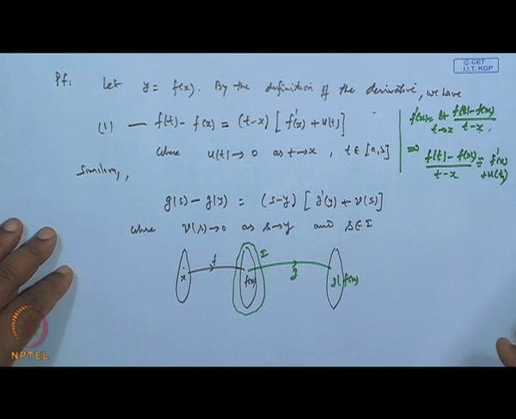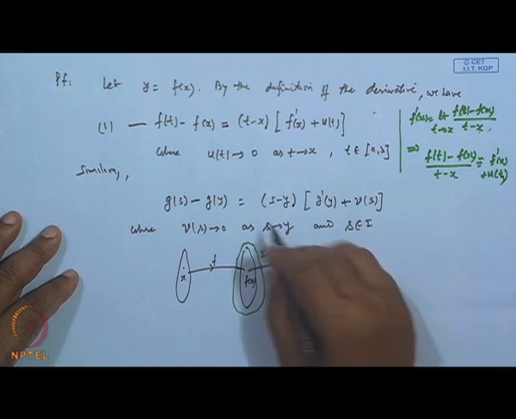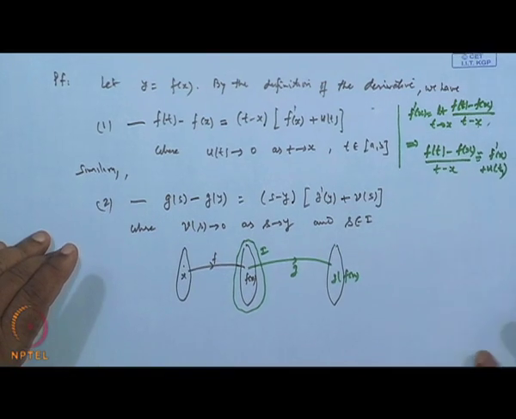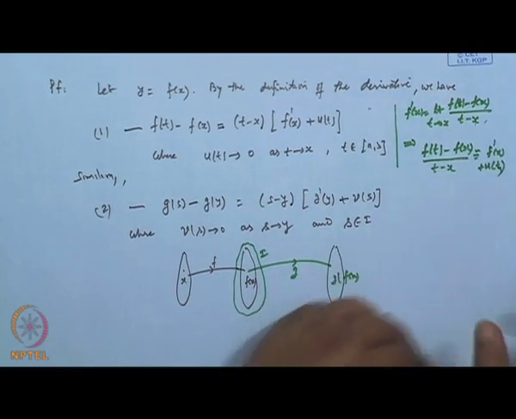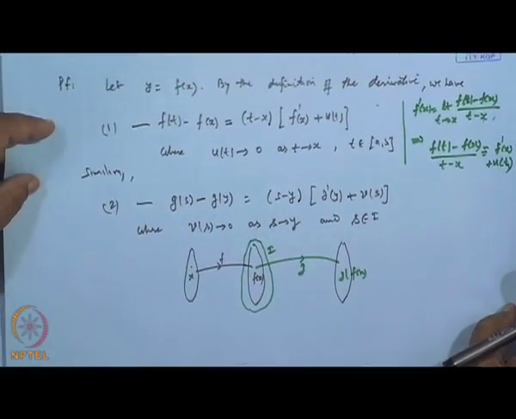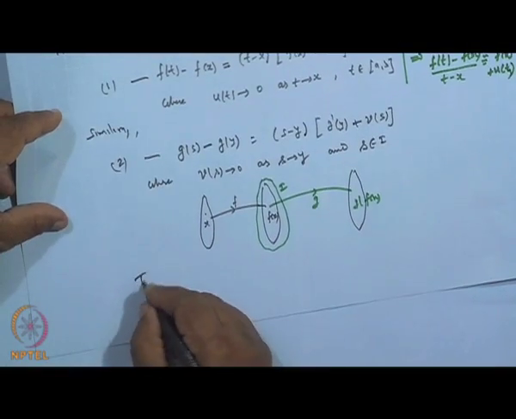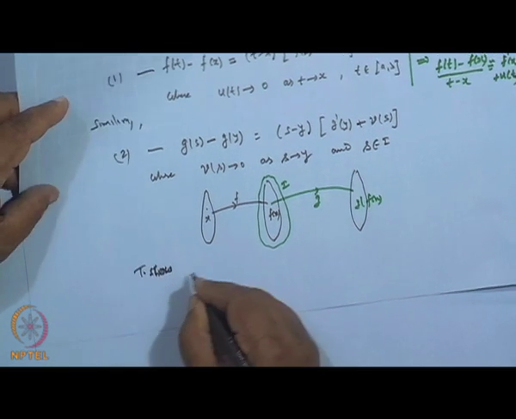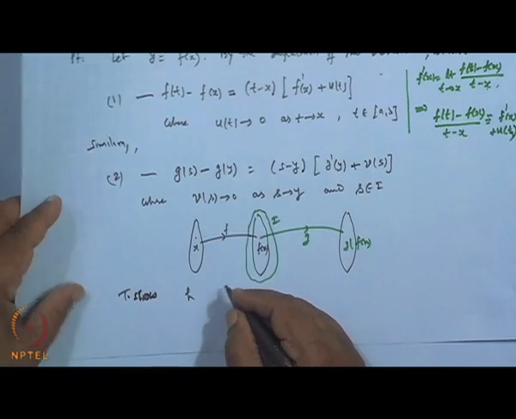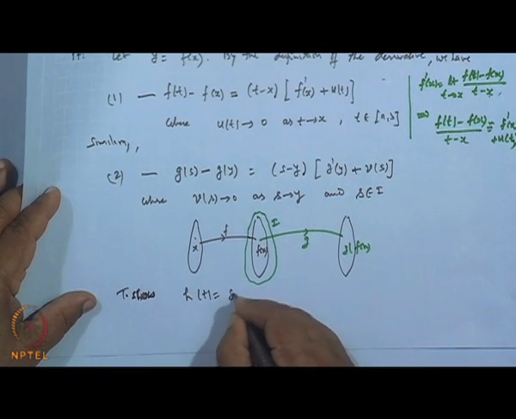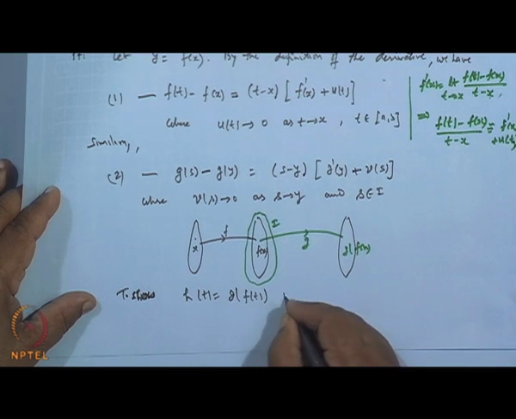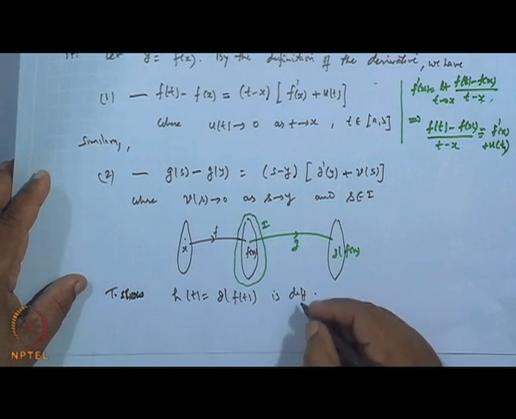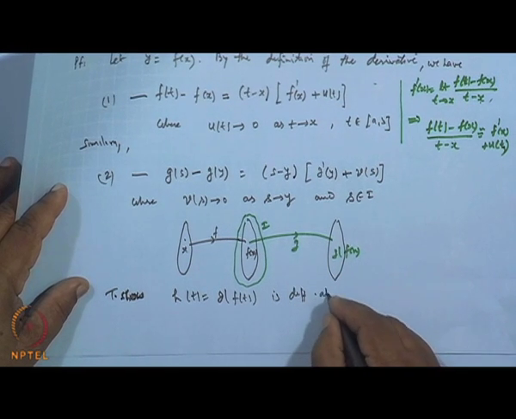So this holds where t belongs to this set. Let it be equation 2. Now suppose we wanted to show that the function h, which is a composite function h of t equal to g of f t, is differentiable at x. This we wanted.